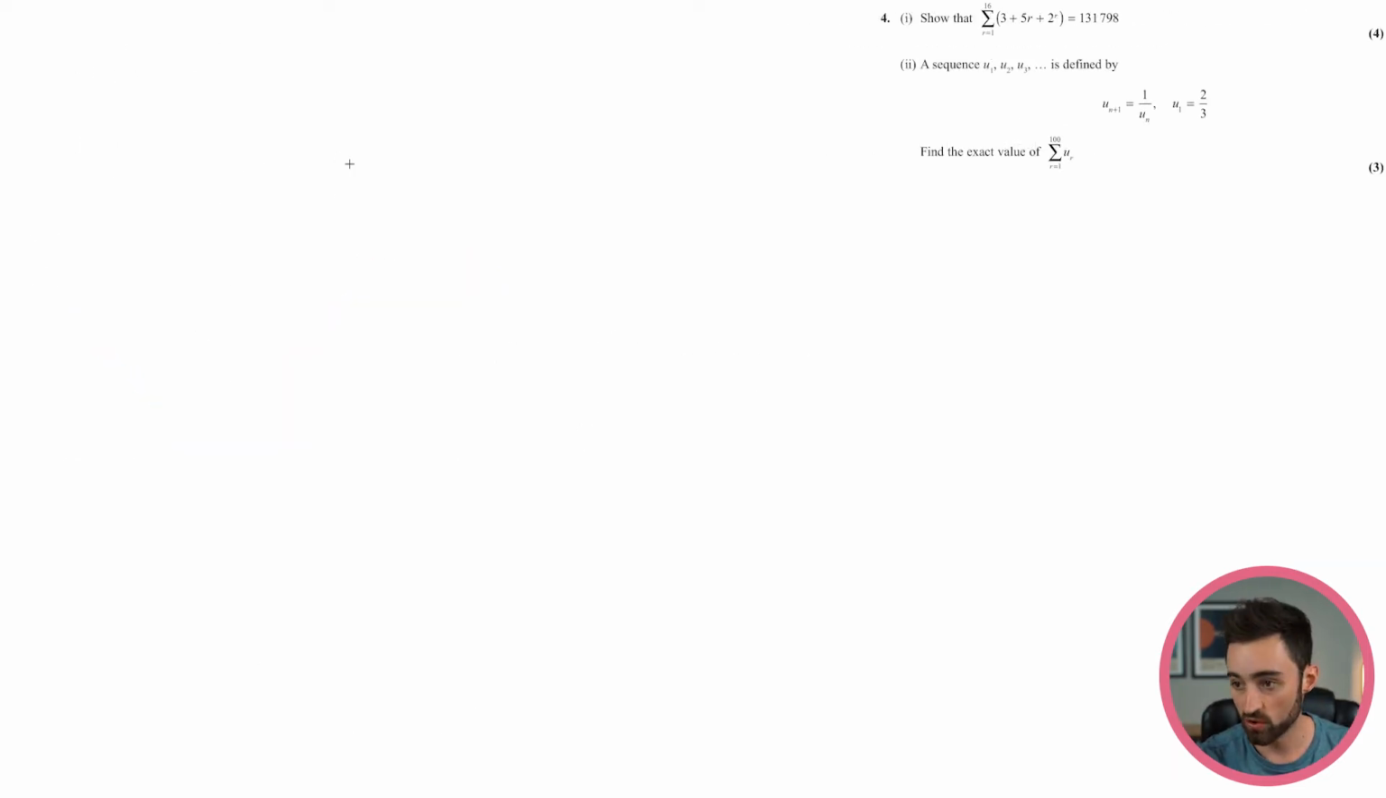Question 4. Show that the sum from r equals 1 to 16 of 3 plus 5r plus 2 to the r equals that number.